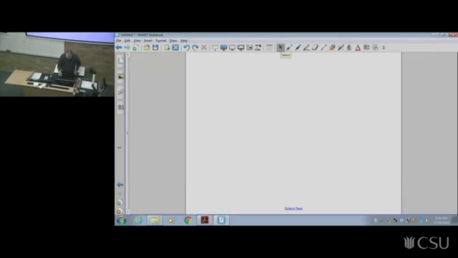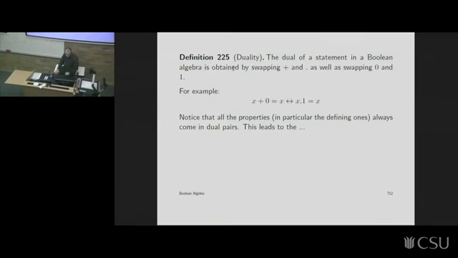So you've got x plus 0 equals x, for example. The dual of that would be: replace the pluses by multiplication and you replace the zeros by ones. So the dual of the first rule is that second one. So that's what the idea of a dual is. Just swap pluses, multiplications, zeros and ones. Everything else stays the same. So complements would stay the same, for example. That's the idea of a dual.